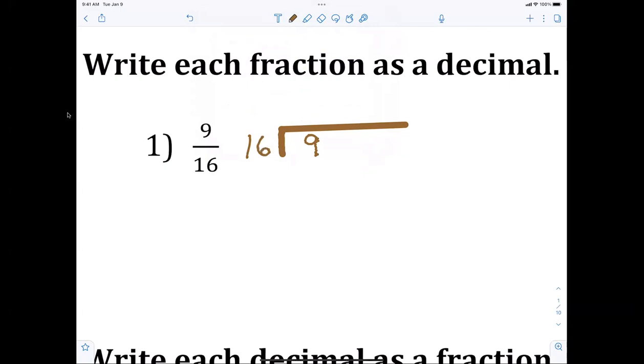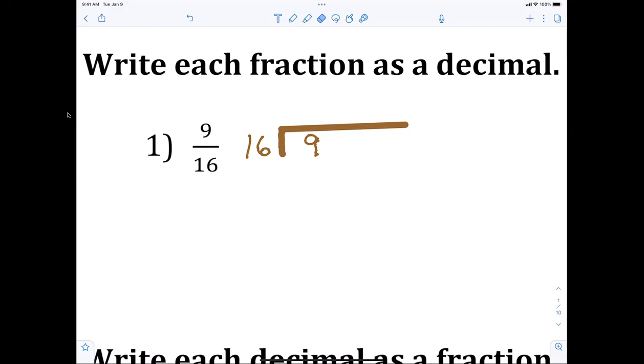Now, the way I remember that is 9/16. Is that more than 1 or less than 1? Less. Less than 1, right? You take 9 pizzas and divide it up by 16 people. Everybody's going to get less than 1. Does everybody agree with that? All right, so I know I'm doing the division.